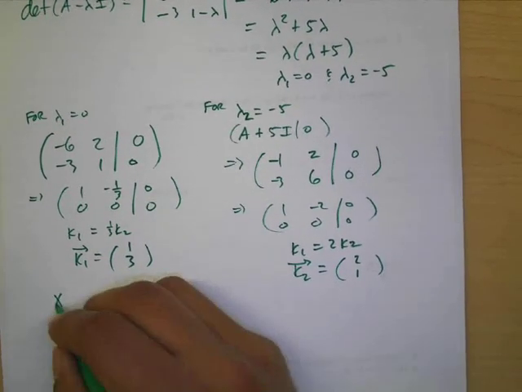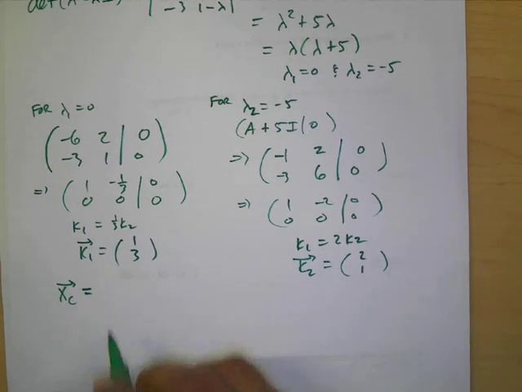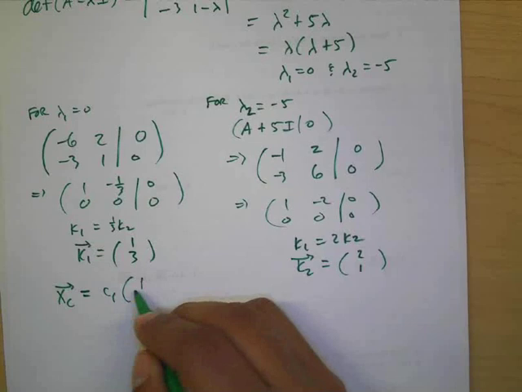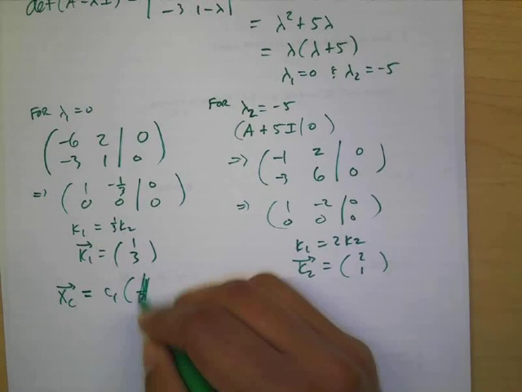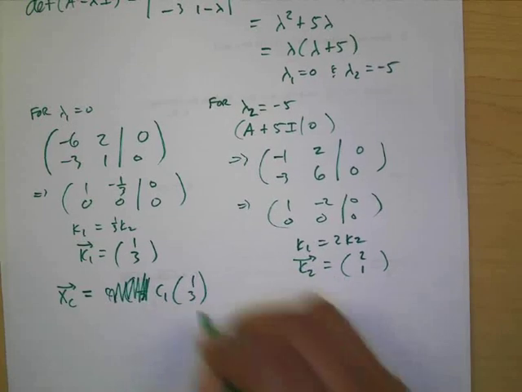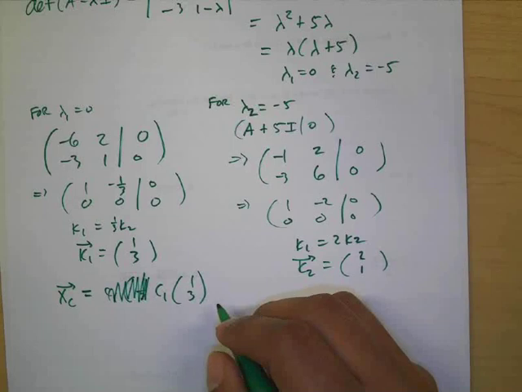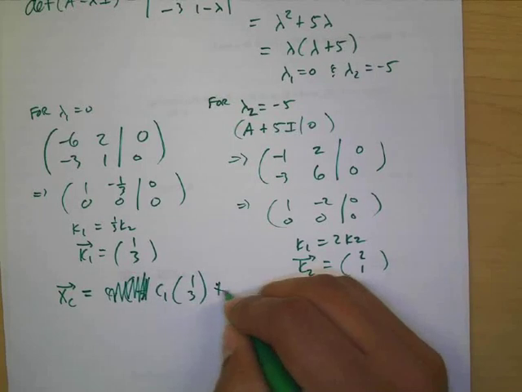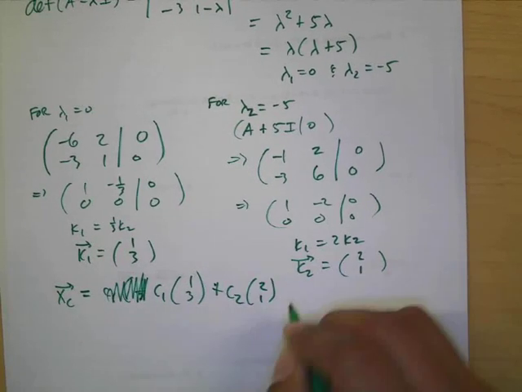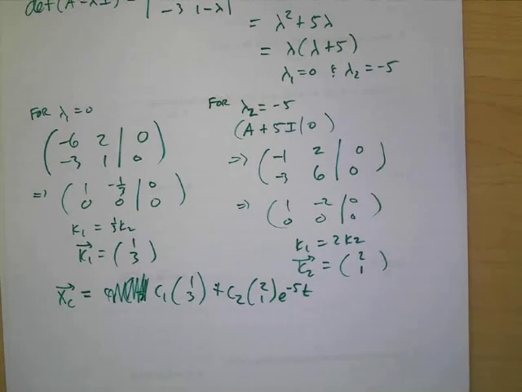Okay, so our complementary solution would be what? Oh no, I always do that. Instead of writing a fraction, C1 times 1, 3, because you think 1 over 3. It's C1 times the vector 1, 3, plus C2 times the vector 2, 1. Good. So there's our complementary solution.